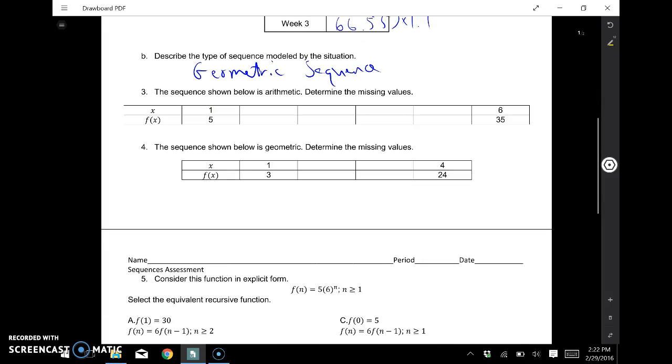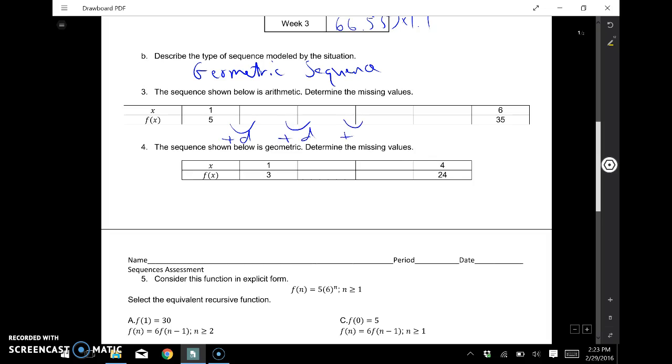The sequence below is arithmetic, determine the missing value. So we know that we're adding some common difference. Okay, so once we figure out that it's arithmetic, we can actually just treat it like it's a normal linear function, which would be, here is my first ordered pair, 6, 35. In other words, when I input 6, I get 35. My second one, I input 1, I get 5.